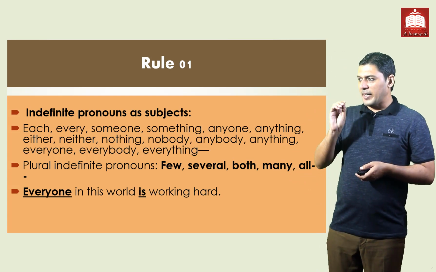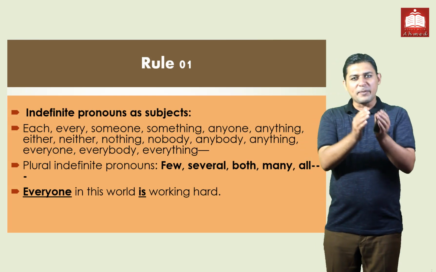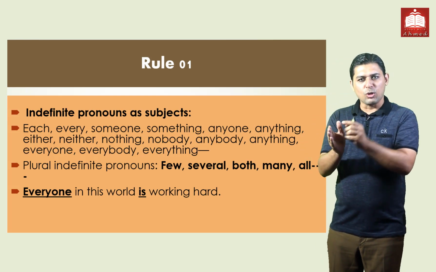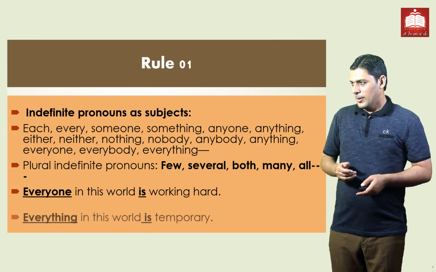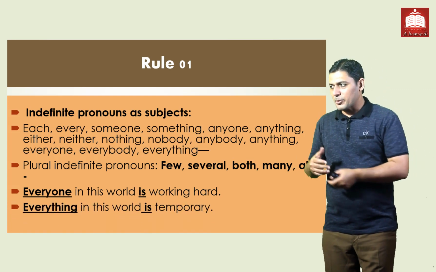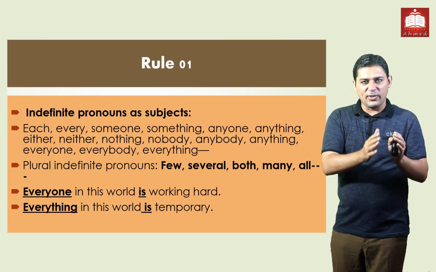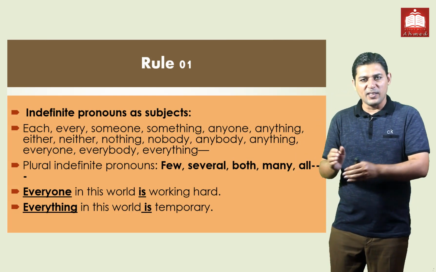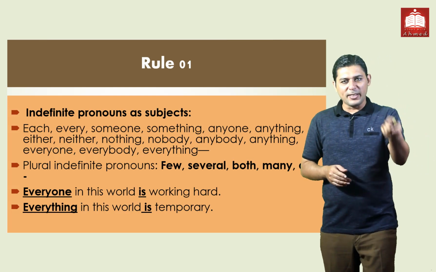But if you find, everyone in this world is working hard. So with everyone we have is, not are. So everyone is singular. Rule number 1. Everything in this world is temporary. So everything is also singular. So if you find these subjects which are mentioned here in rule number 1, they all are singular subjects. This one is point number 1.